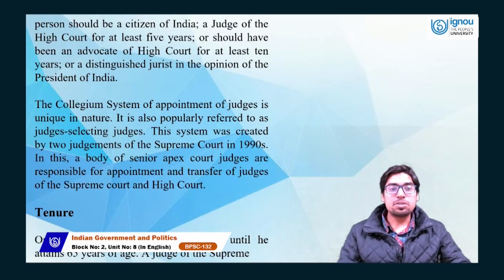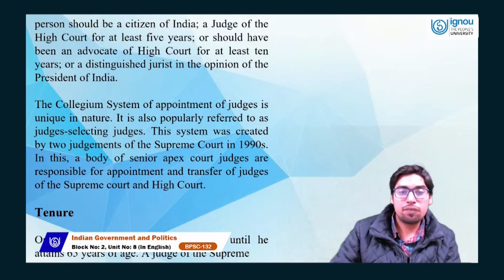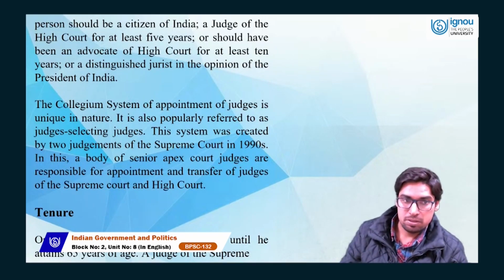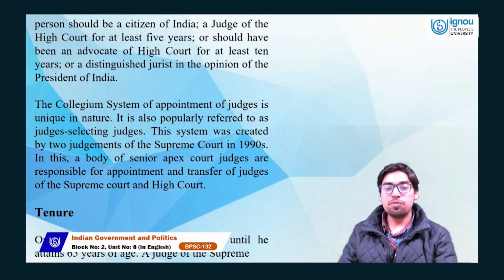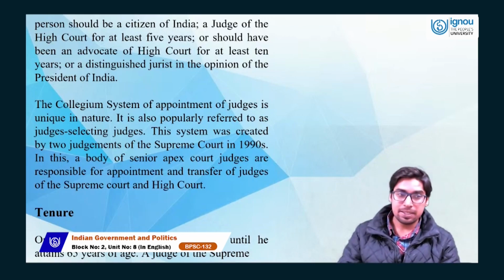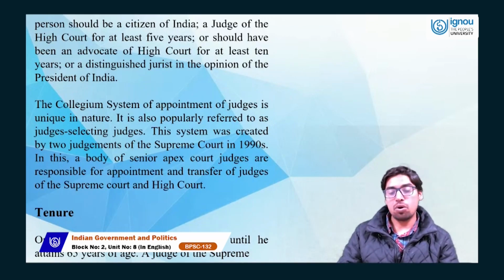The collegium system of appointment of judges is unique in nature. It is also popularly referred to as judges selecting judges. This system was created by two judgments of the Supreme Court in the 1990s. In this system, a body of senior apex court judges is responsible for the appointment and transfer of judges of the Supreme Court and High Courts.